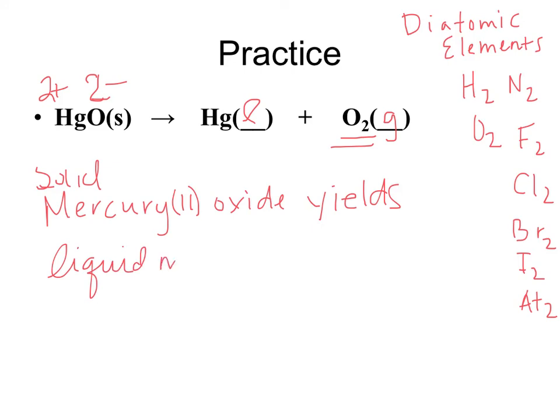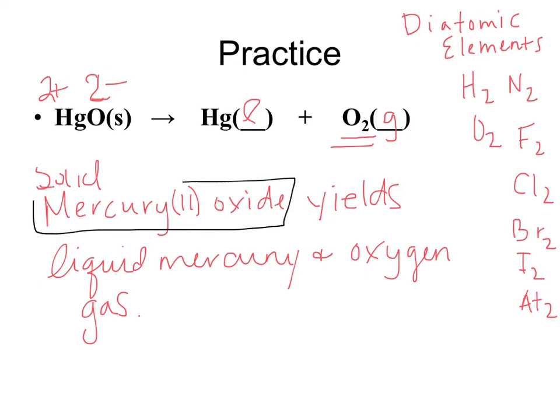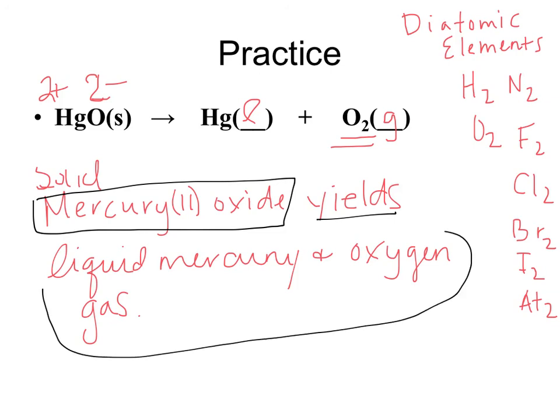liquid mercury and oxygen gas. All right. So here are our reactants. Yields separates the reactants from the products. And here are products.